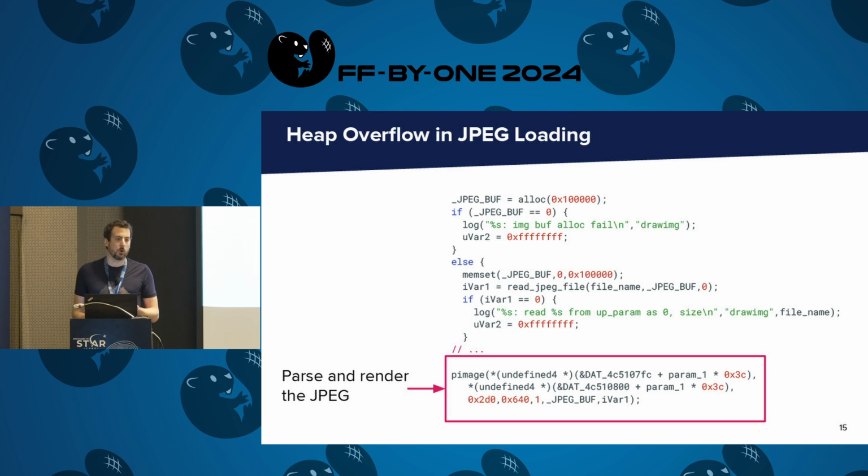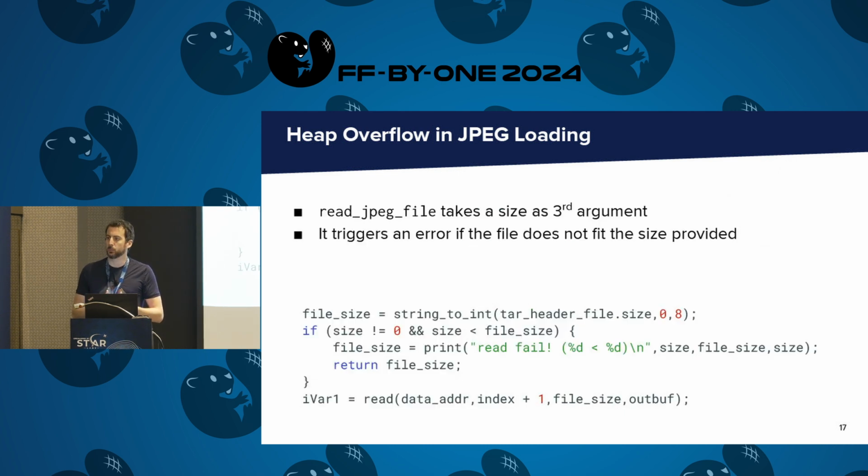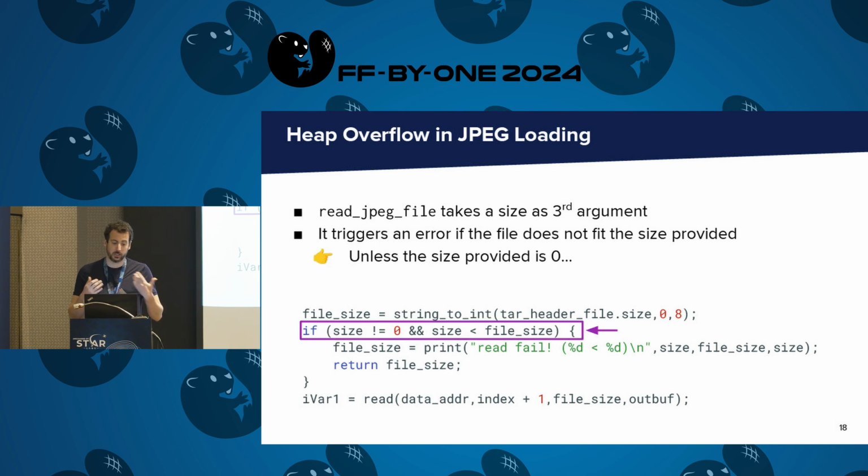Now, some of you may wonder why we have this 0 as the third argument of the read JPEG function. Actually, this third argument is supposed to be a maximum size. So whenever the system looks for a JPEG in the tar archive, it will first read the size from the header, and if the size is bigger than the one provided, it will trigger an error, so that the file will not be read. Unless the size provided is 0; in that case, the check is ignored and the file will be read anyway. So we have here the first vulnerability. It was quick. It's a heap overflow. And the question for us now is: is it exploitable?